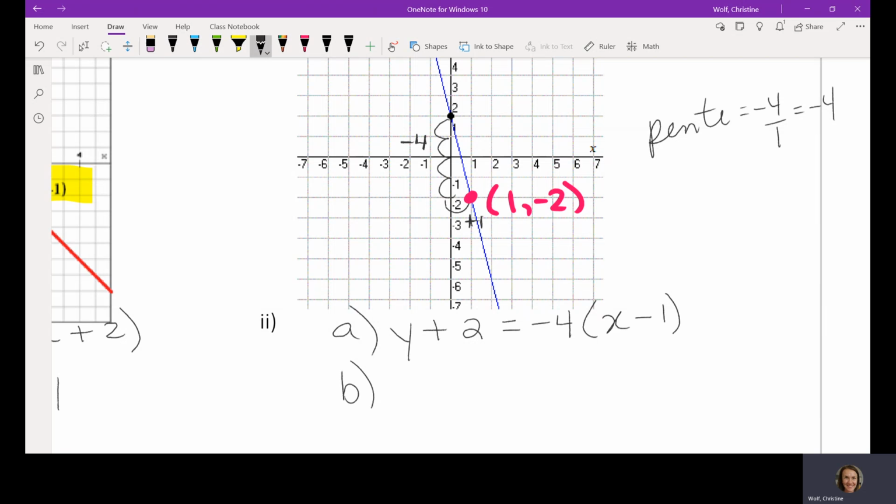Maintenant, je fais la forme explicite qui est y égale mx plus b, so m, la pente c'est négatif 4, and then l'ordonnée où ça coupe l'axe des y, c'est à positif 2.